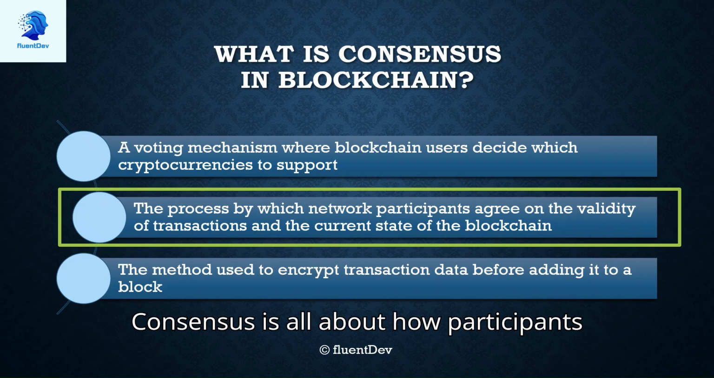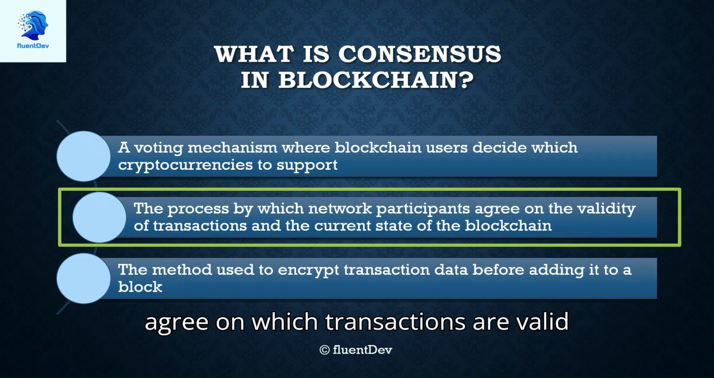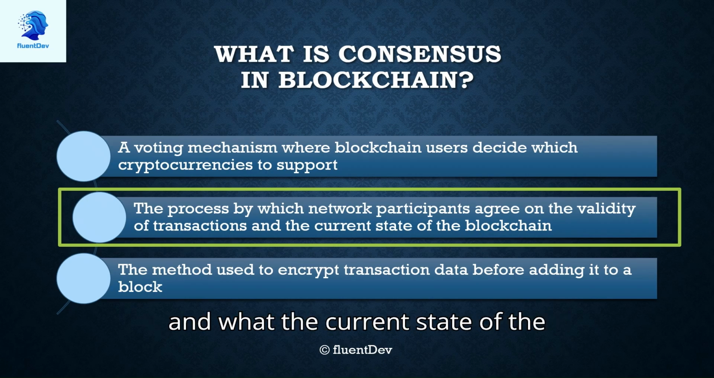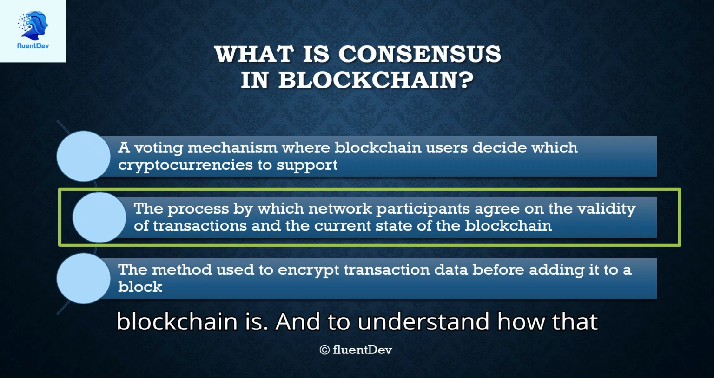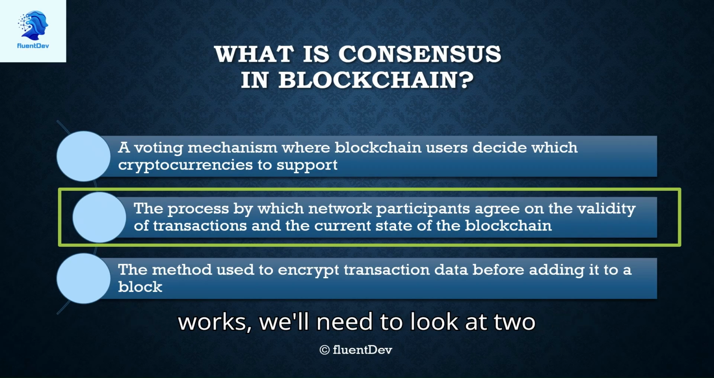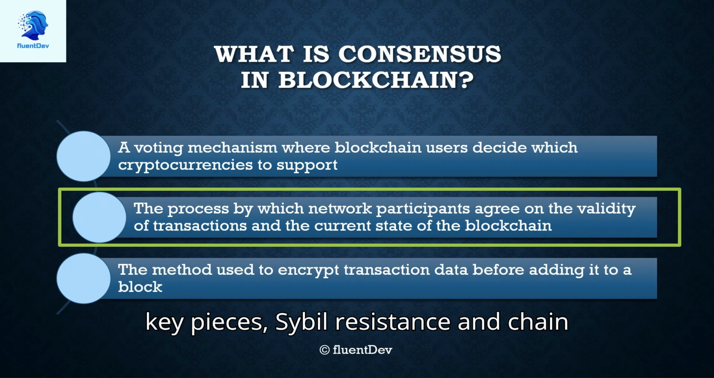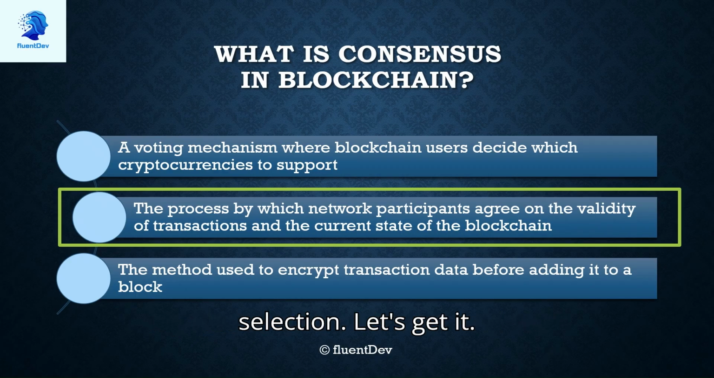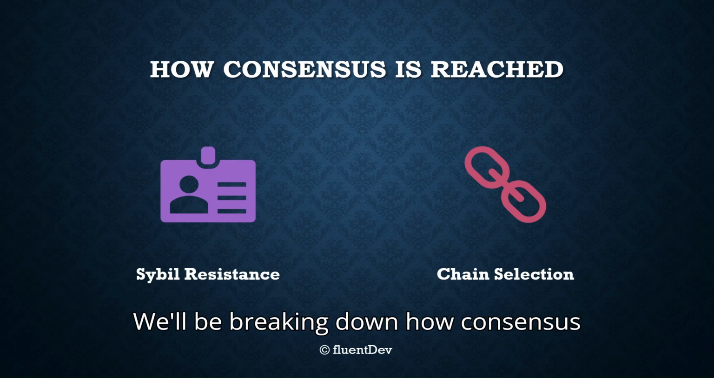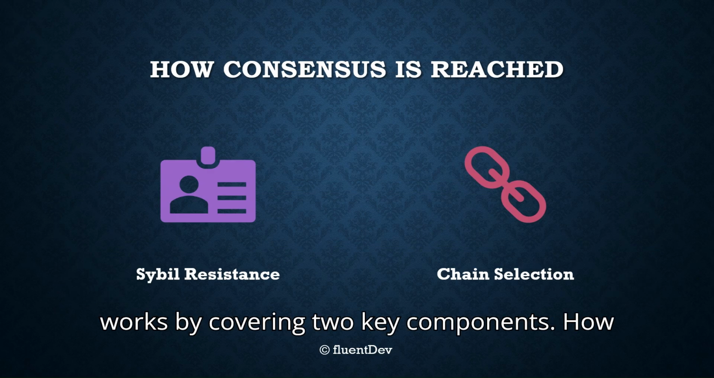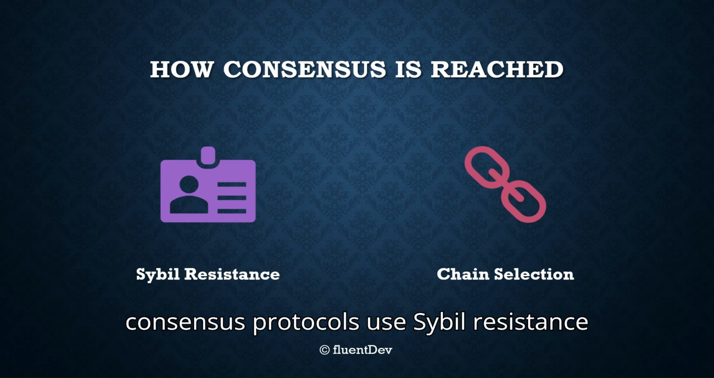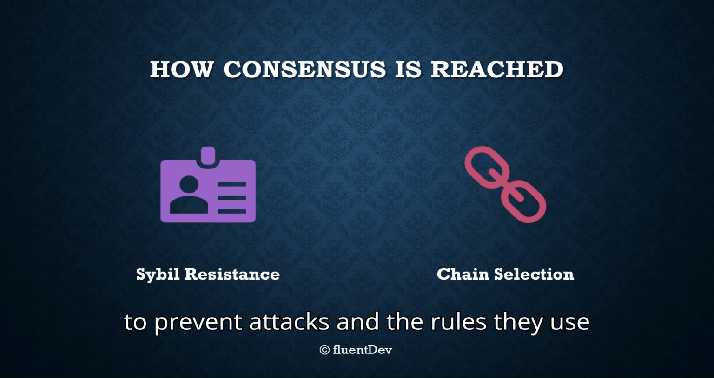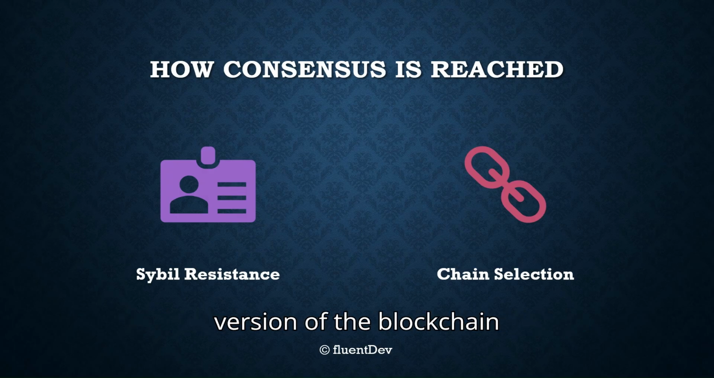Consensus is all about how participants agree on which transactions are valid and what the current state of the blockchain is. And to understand how that works, we need to look at two key pieces, Sybil resistance and chain selection. Let's get into it. We'll be breaking down how consensus works by covering two key components: how consensus protocols use Sybil resistance to prevent attacks, and the rules they use for chain selection to decide which version of the blockchain is official.